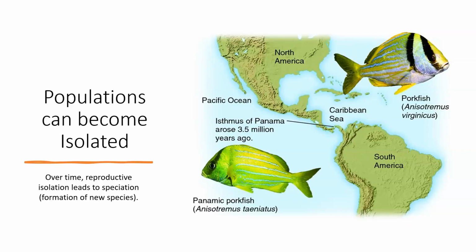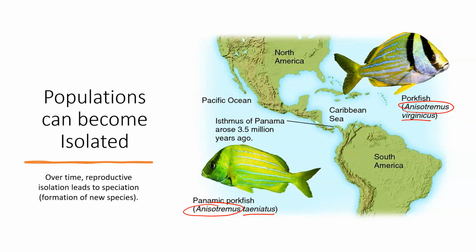What does it mean to be reproductively isolated? This is an example of two species of fish that were once really closely related. In fact, they are both members of the porkfish genus. However, they have a different species name. Okay, same genus, different species name. So that tells you it's very closely related. They look different, even though they have some morphology traits in common.